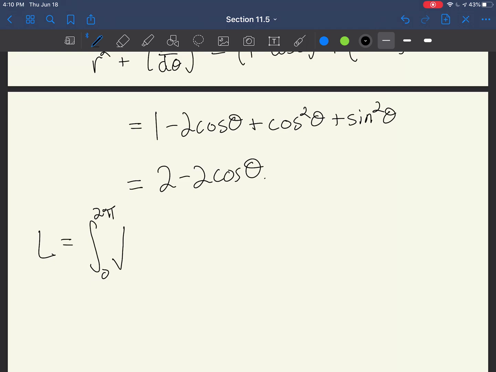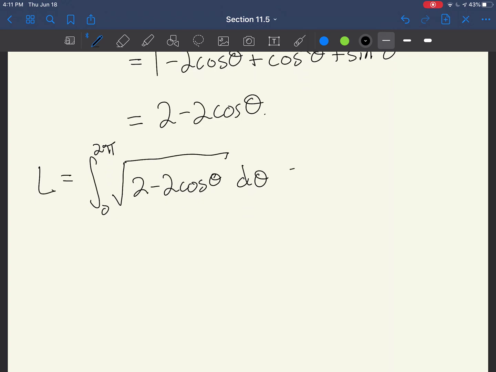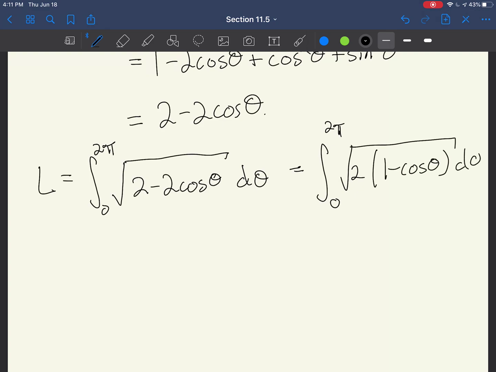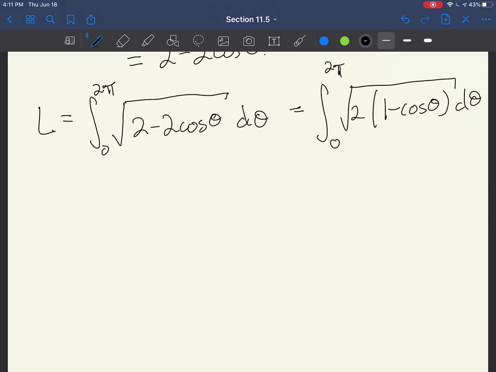Thus, the arc length of the cardioid, we're only going around the cardioid once, so that is from 0 to 2 pi, is the integral of the square root of r squared plus dr d theta squared, which is 2 minus 2 cosine theta, d theta. Okay, we can pull the 2 out. This is the integral from 0 to 2 pi of the square root of 2 times 1 minus cosine theta d theta.